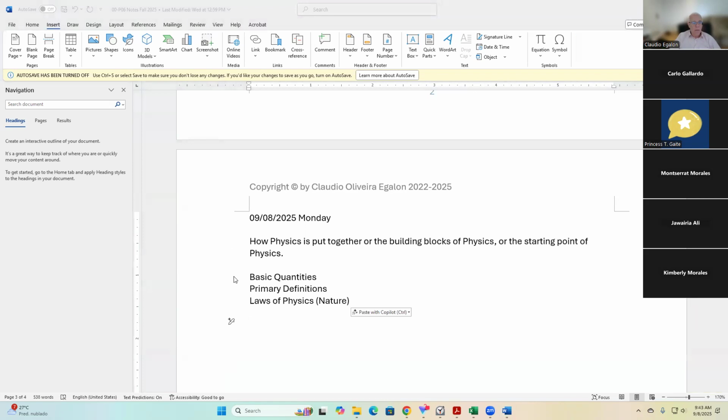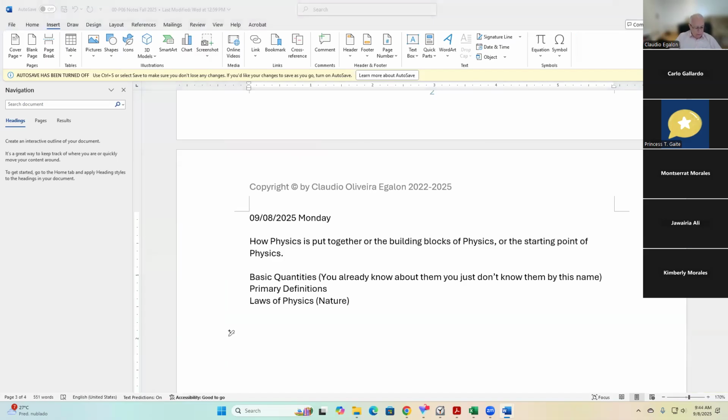and the first one is the basic quantities. In the case of basic quantities, you already know about them. You just don't know them by this name. And then the other two should be new for you: primary definitions and the laws of physics.